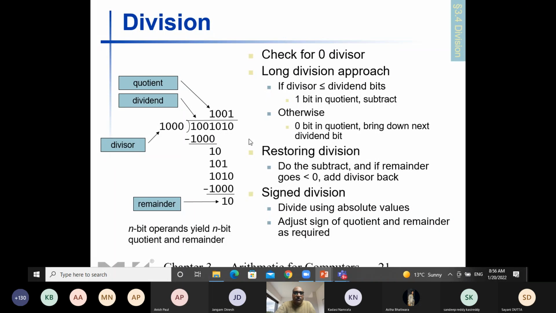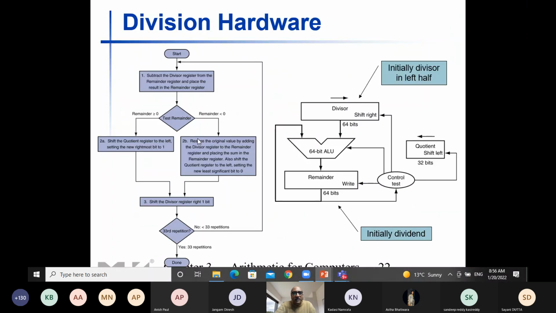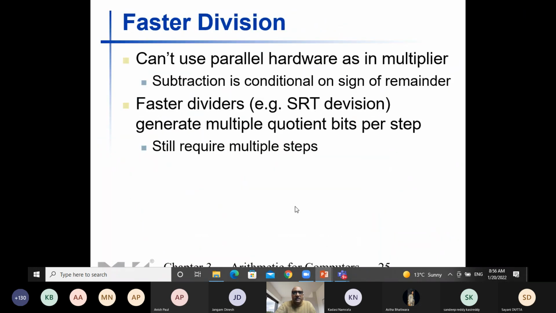So that requires the 4 shifts, and then the initial one is there. That is the first one. So a total of 5 iterations are required in the case of 4-bit division. The same way for 32 bits, 33 repetitions are required. And then you can do the faster division.